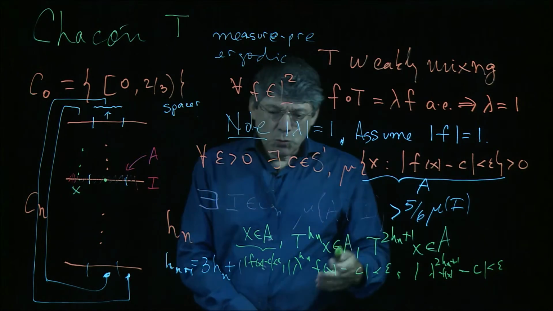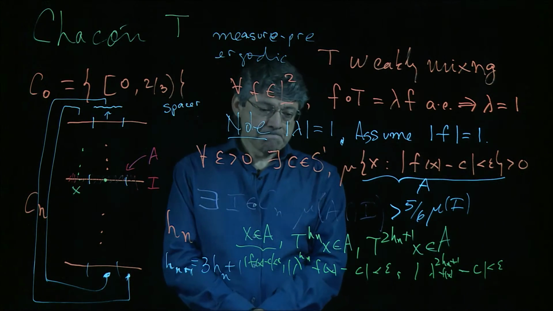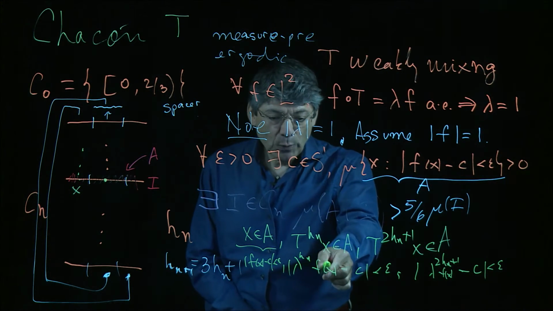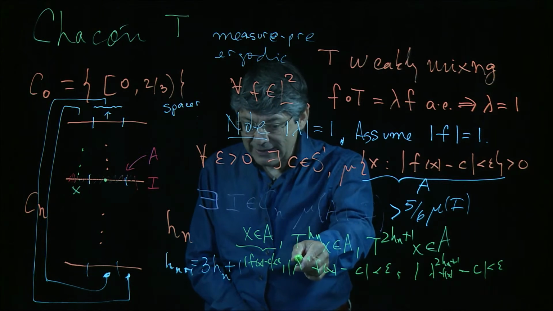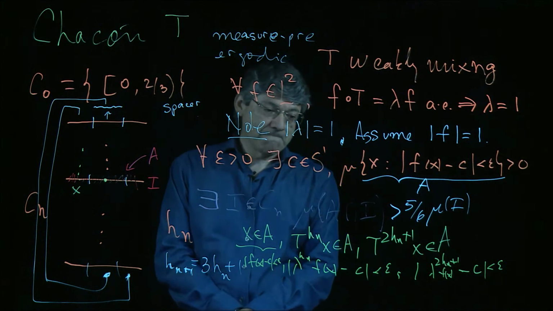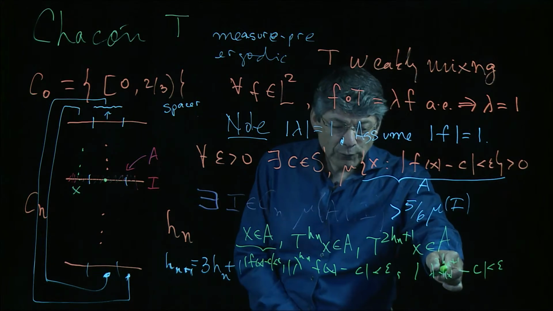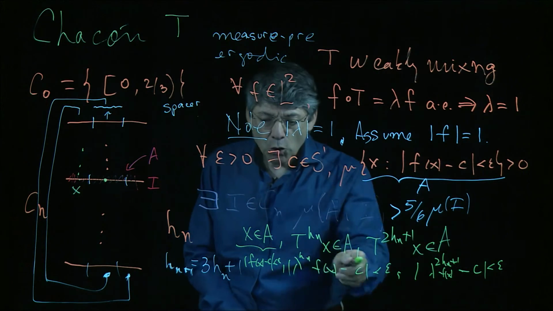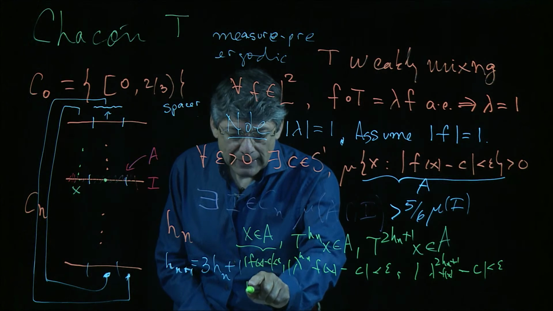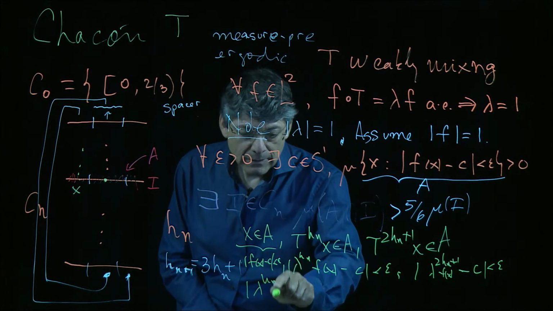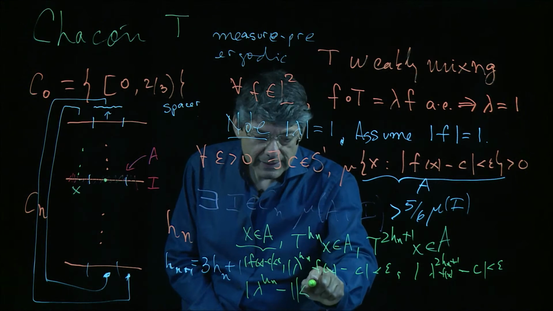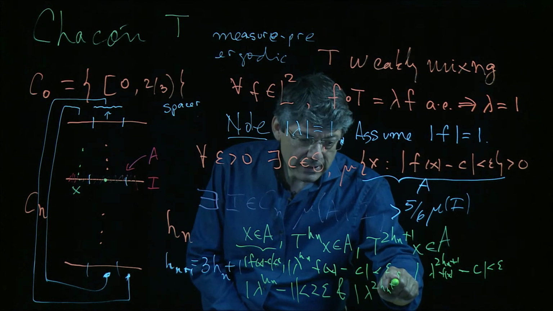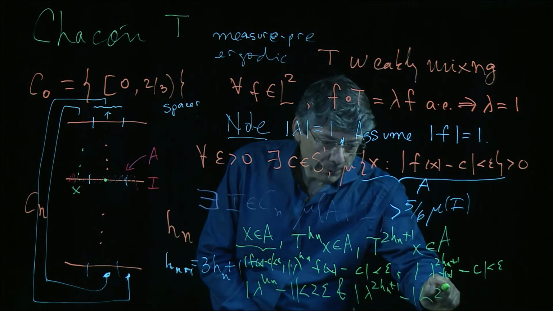So let's think intuitively. We'll say f of x is essentially c. Since this is essentially c, lambda to the hn has to be essentially 1. And since this is essentially c and f of x is c, you cancel that, and lambda to the 2hn plus 1 has to be essentially 1. So in other words, from there you can get the inequality that lambda to the hn minus 1 is less than 2 epsilon, and lambda to the 2hn plus 1 minus 1 is less than 2 epsilon. Okay.